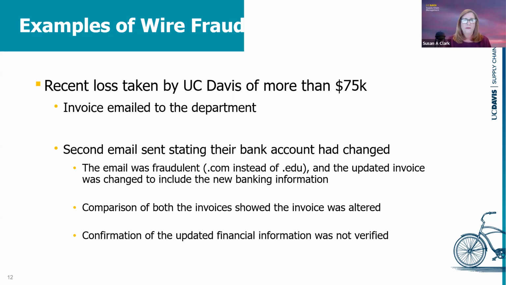But one of the issues with the email was that the email was hacked from the supplier and it came in with .com instead of .edu. It was a university. So that was probably the biggest sign that there was a problem. And then if you did a comparison with the invoices, you can see the invoice was changed. It was altered in different areas.